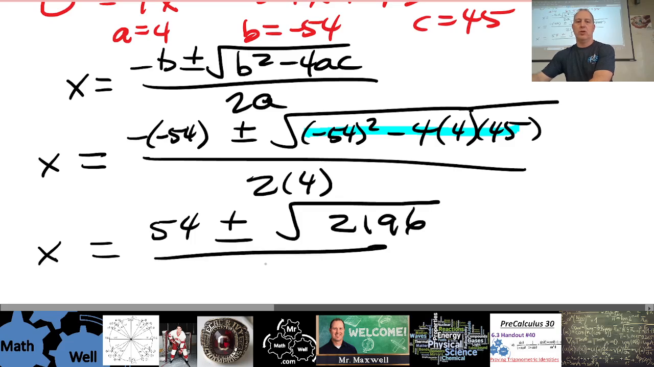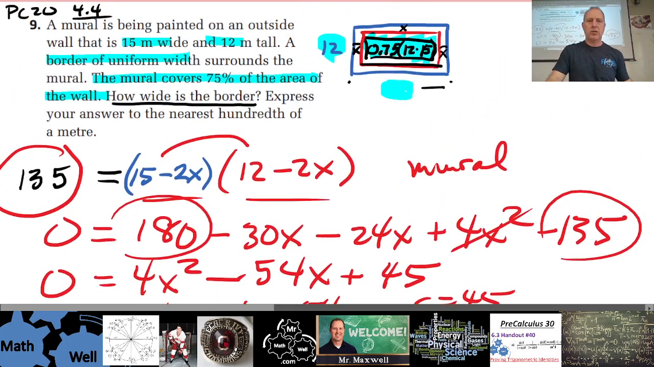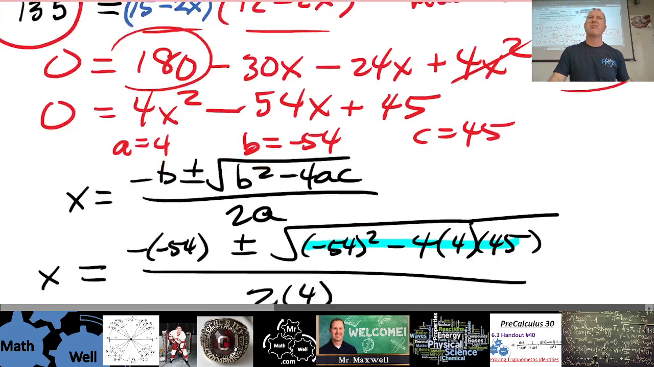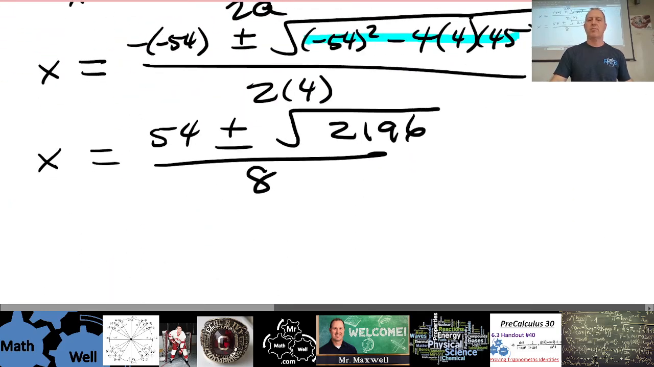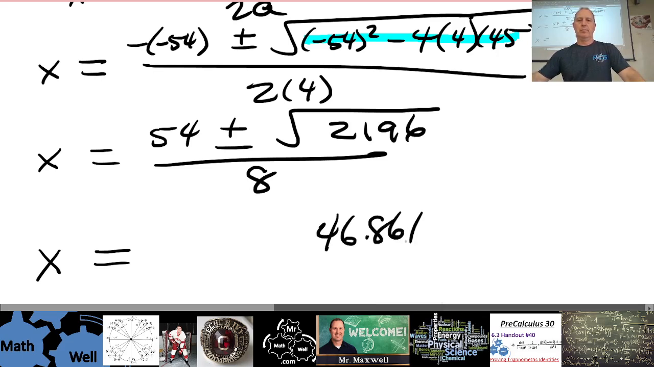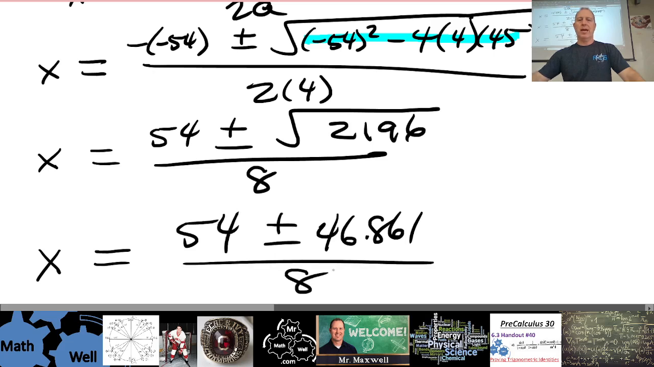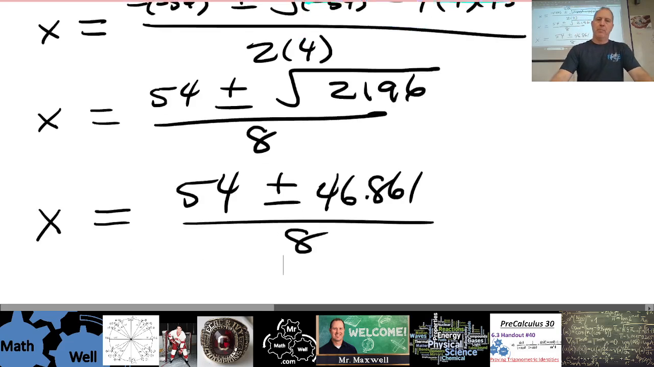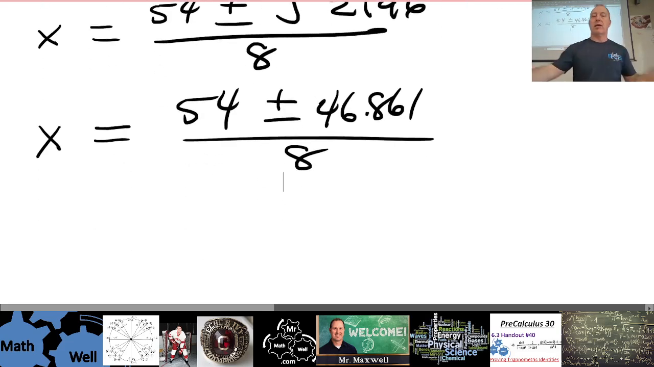Okay, so over 8. Now, before we go any further, the answer is to the nearest hundredth, so we can just have a decimal. We don't have to worry about writing this in exact value form, so just as a decimal. So what are my two answers going to be here? What's root 2196? 46.86149. Okay, that's good. So 54 plus or minus this all over 8. Excellent. And again, the math is telling us we're going to have two answers here. They're both going to be positive.